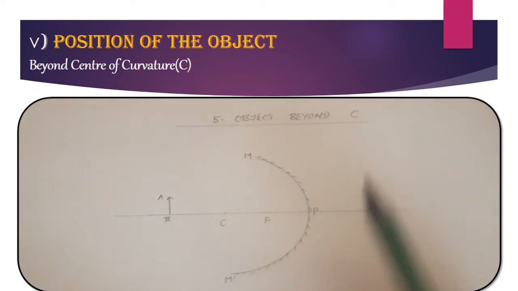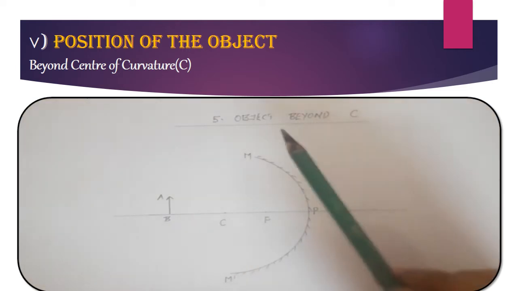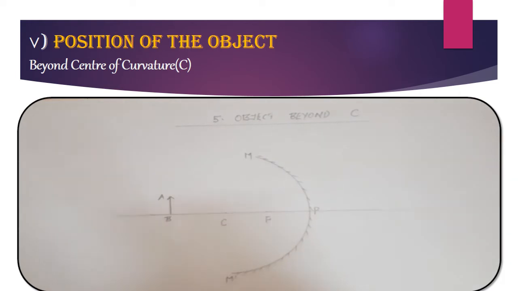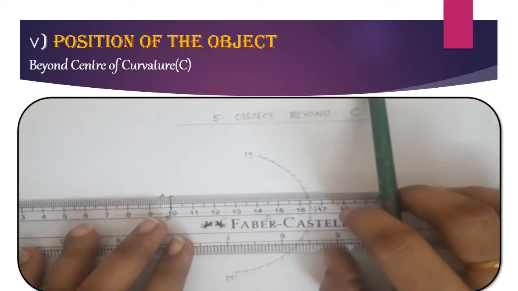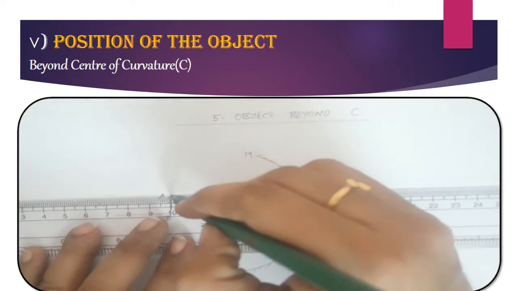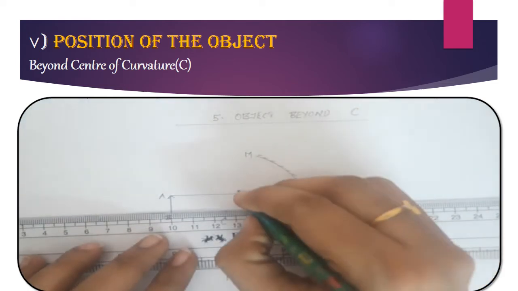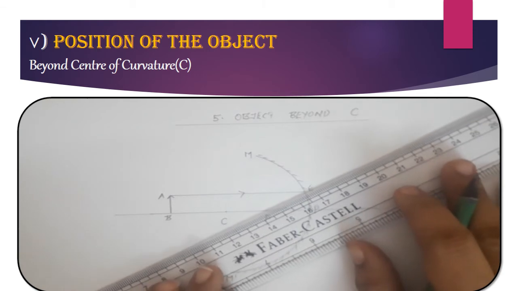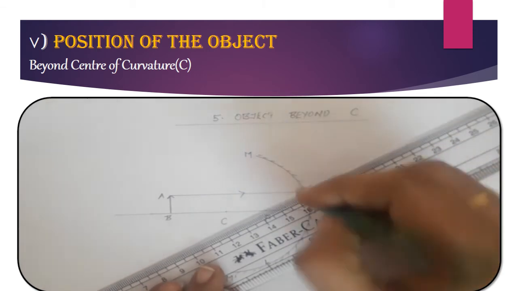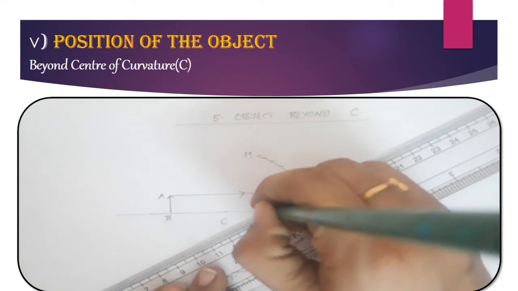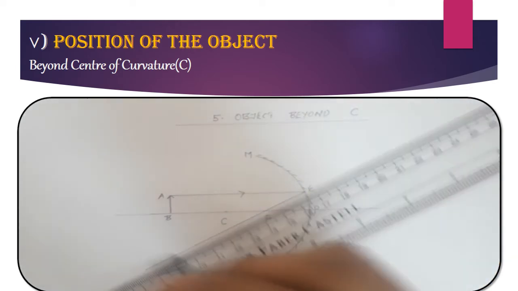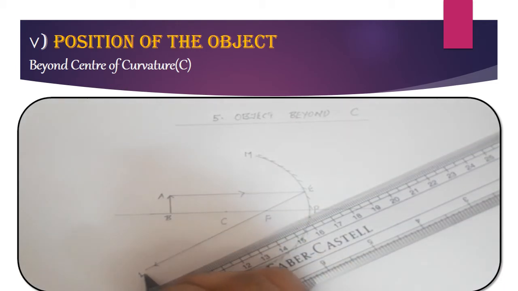Now the fifth ray diagram, the object is placed beyond C, that is beyond center of curvature. See, the object AB is placed beyond the center of curvature. So let us draw the ray diagram. The first incident ray moves parallel to the principal axis. This is our AE incident ray, the first incident ray. After reflection, it passes through the principal focus. This is our principal focus. So here the light ray passes through the principal focus. This is our reflected ray EL.